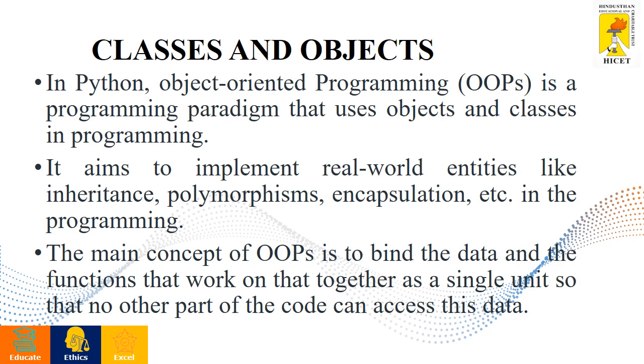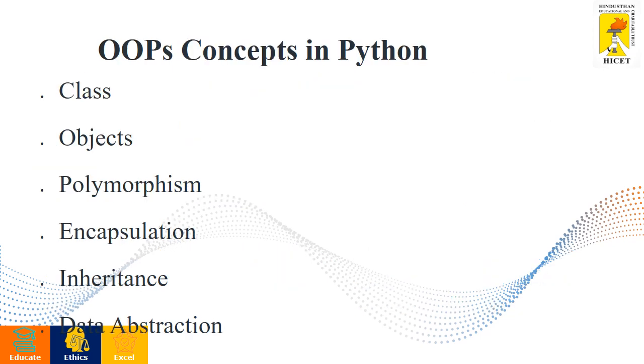In Python, object-oriented programming is a programming paradigm that uses objects and classes in programming. It aims to implement real-world entities like inheritance, polymorphism, encapsulation, etc. in the programming. The main object-oriented concept is binding the data and functions to work together. So that is the main concept of object-oriented programming. The object-oriented concepts in Python are class, objects, polymorphism, encapsulation, inheritance, and data abstraction.